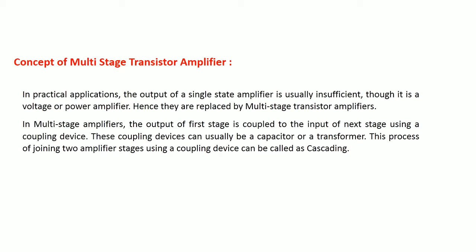In practice, if we are using a single transistor, we will say it is a single stage amplifier. But if we are using more than one transistor, we may say it is a multi-stage amplifier. In a multi-stage amplifier, the output of the first stage is coupled to the next stage using a coupling device. These coupling devices can usually be a capacitor or a transformer. This process of joining two amplifier stages using a coupling device is called cascading.